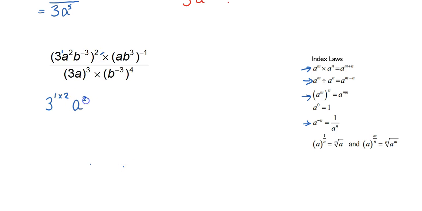A to the power of 2 times 2, and B to the power of negative 3 times 2. So that 2, that power outside the bracket, goes on each and every letter and number inside the bracket, including if they don't have a power written on top. So then I go times, I'm looking here, remember if it doesn't have a power, it's 1. So I've got A to the power of 1 times negative 1, B to the power of 2 times 1.